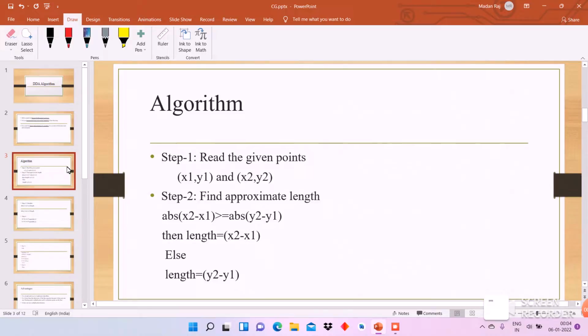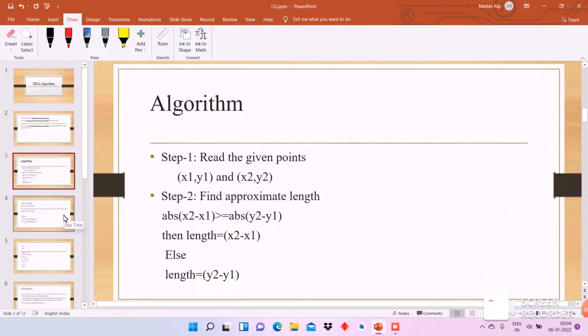In step one, we have two given points, let them be x1, y1 and x2, y2. Then we have to find the approximate length. For that we have to check a condition. We have the absolute function, which converts a negative value to a positive value if there exists one. So if absolute of x2 minus x1 is greater than or equal to absolute of y2 minus y1, then length will be equal to x2 minus x1, the difference of this, or else the length will be the difference of y2 minus y1.